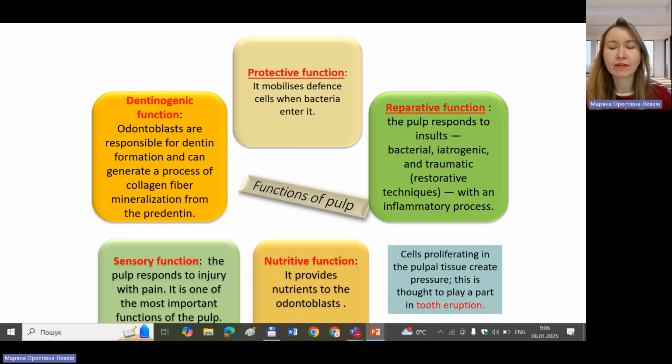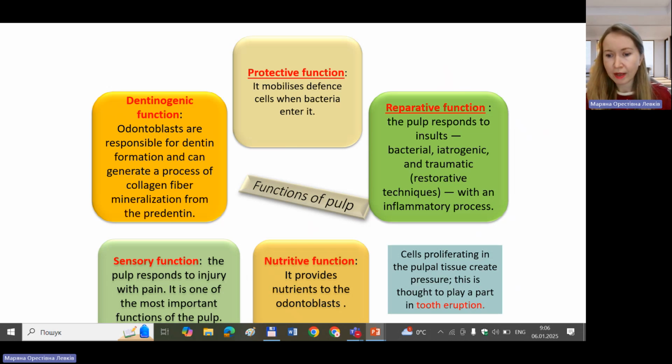Dental pulp has several important functions to maintain tooth integrity. Protective function: it mobilizes defense cells when bacteria enter it. Dentinogenic function: it maintains, through odontoblasts that are responsible for dentine formation, the process of collagen fiber mineralization from predentine. Sensory function: the pulp responds to injury with pain, and it is one of the most important functions of the pulp, as it prevents the tooth from being destroyed.